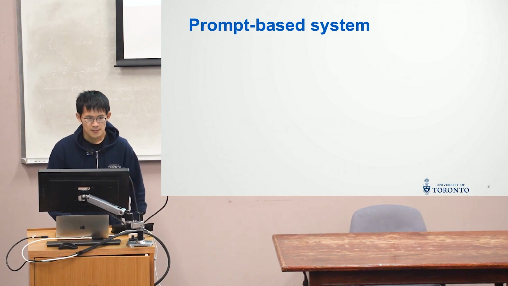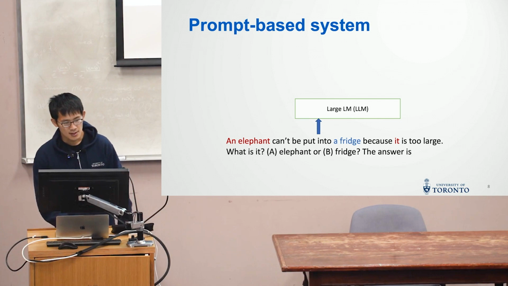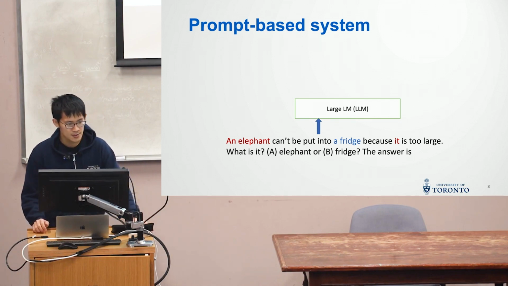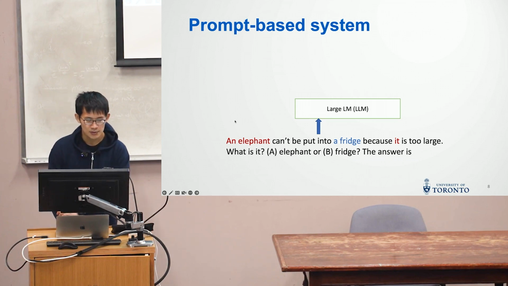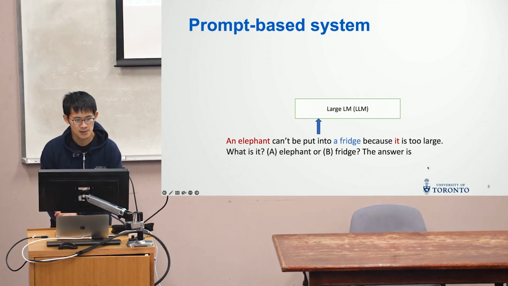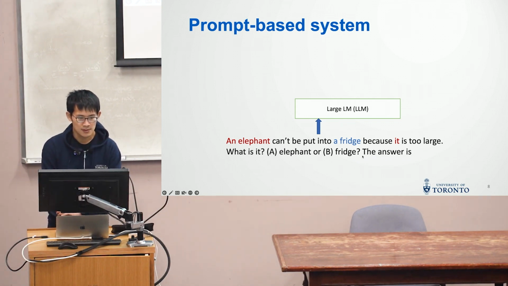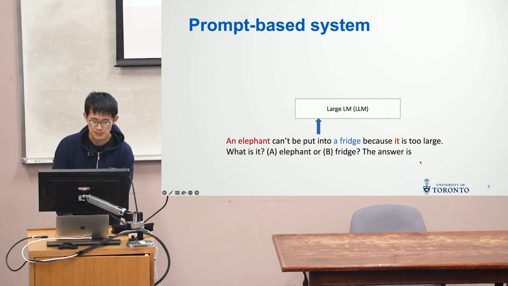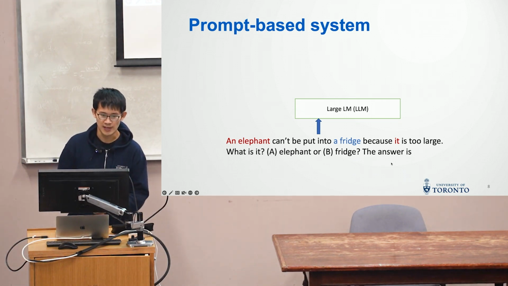Here's an example of a prompt-based system. You can pass in some questions in a prompt format, and this format is essentially just asking the model to continue generation after an incomplete description. And this incomplete sentence prompts the model to generate the answer.